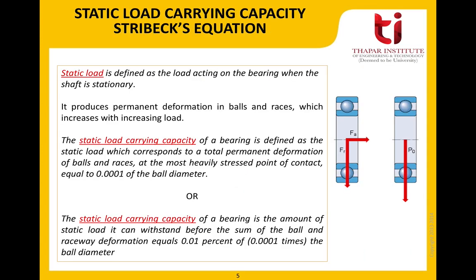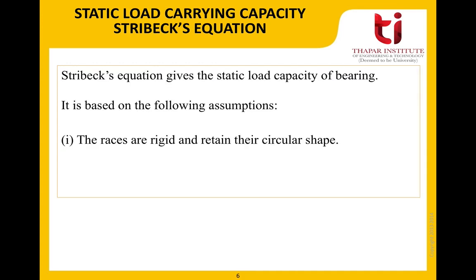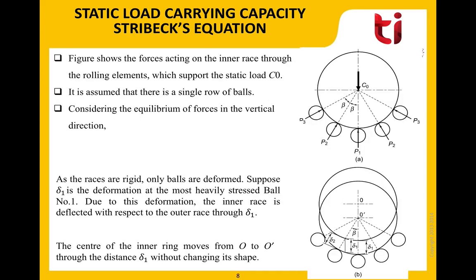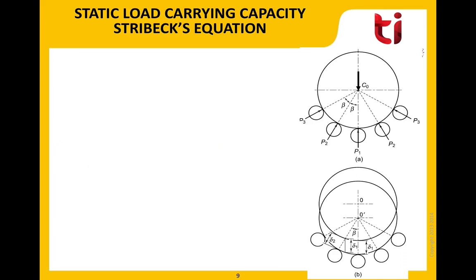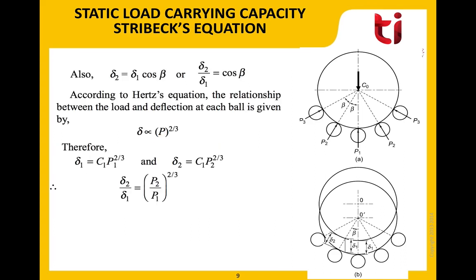Then we discussed that in order to select bearings from a manufacturer's catalog, we need to develop a basic understanding of 5 concepts or terms, namely static load carrying capacity, dynamic load carrying capacity, equivalent dynamic load, rated life of bearing in hours, and rated life of bearing in million revolutions. In the concept of static load carrying capacity, we carried out a detailed derivation of the Stribeck equation, which is used for the evaluation of static load carrying capacity, and it is denoted as C naught.